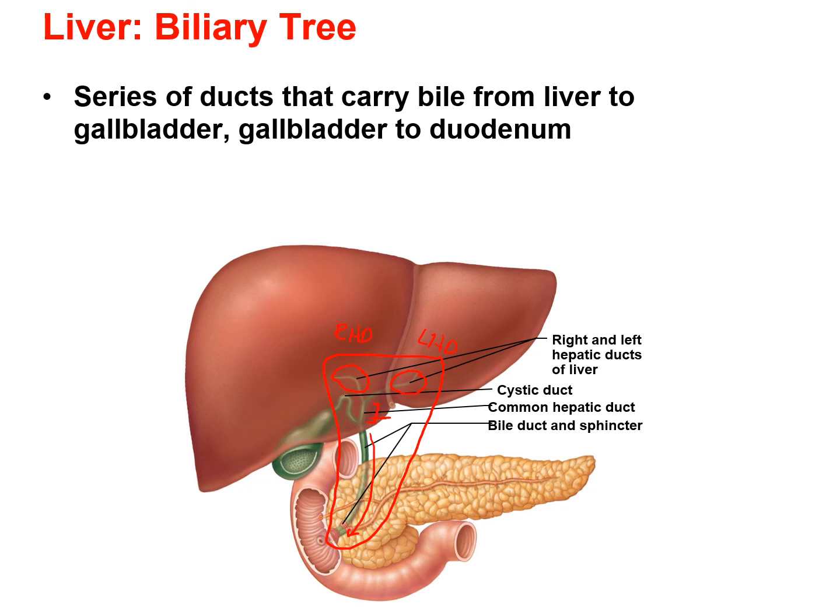Or if it's not needed, it can be temporarily shunted to the liver via a cystic duct. It's going to be shown right here. The cystic duct is going to branch off of your common hepatic duct and carry bile to your gallbladder to be stored. When needed, the gallbladder can contract and then send bile through that cystic duct back to your bile duct to then be delivered to your duodenum.